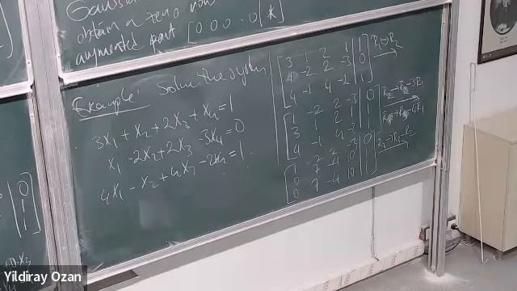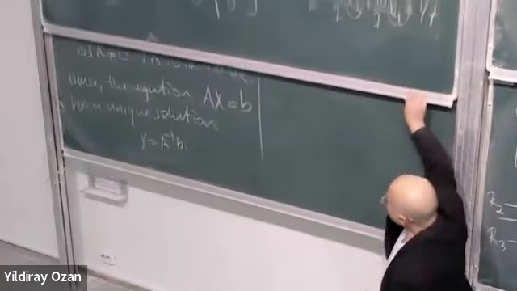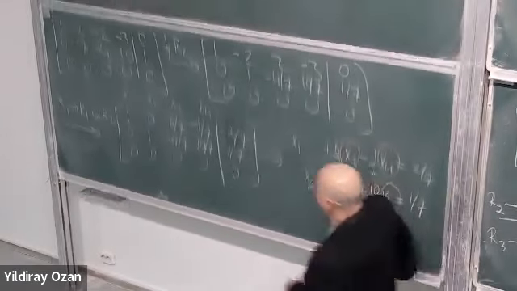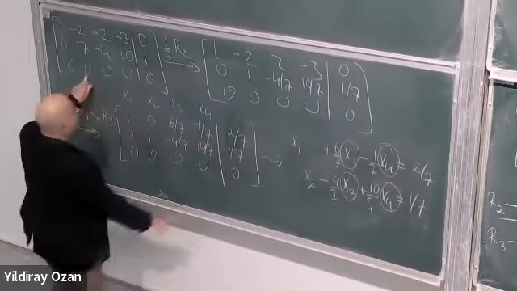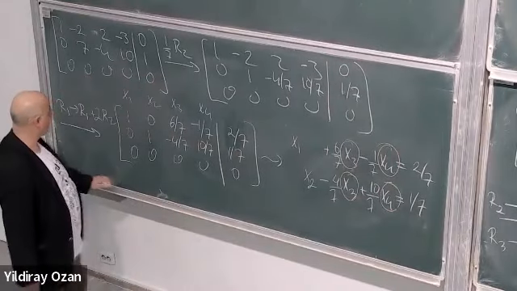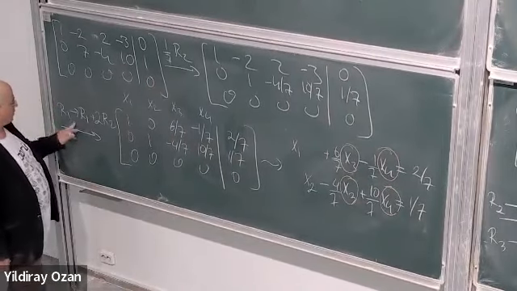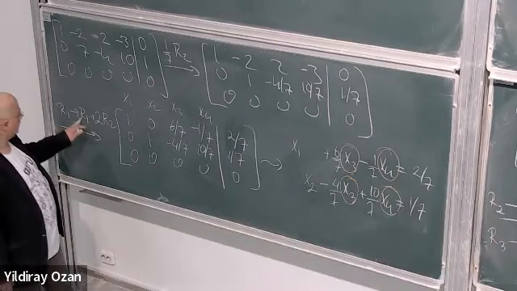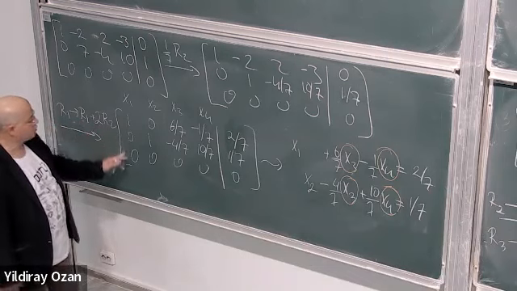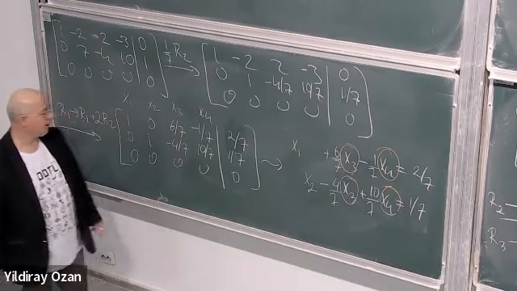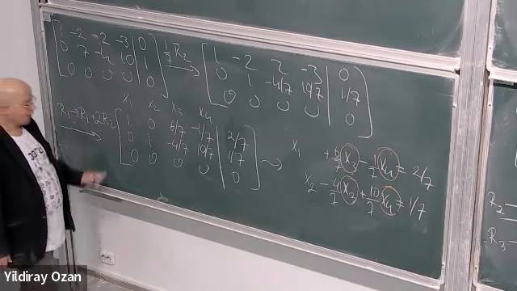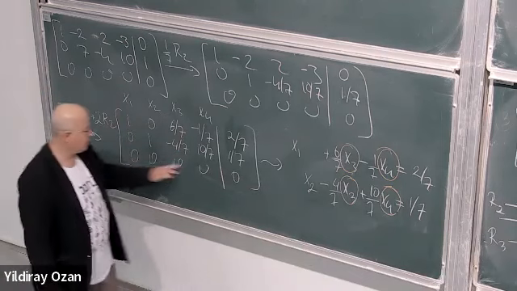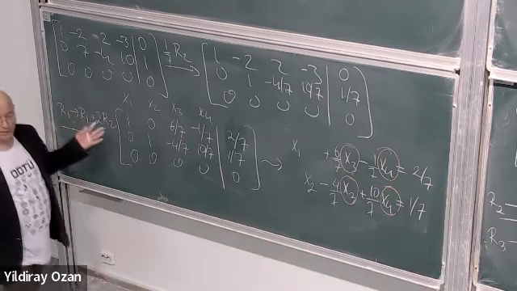okay, I forgot to switch the boards. So we obtain this, and then we divide it by 7, and then with this operation we replace the first row with the first row plus 2 times the second row. We obtain this augmented matrix, and we realize that actually one of the equations disappeared.